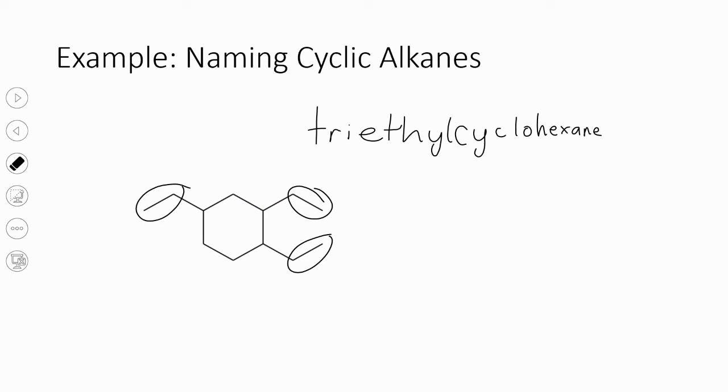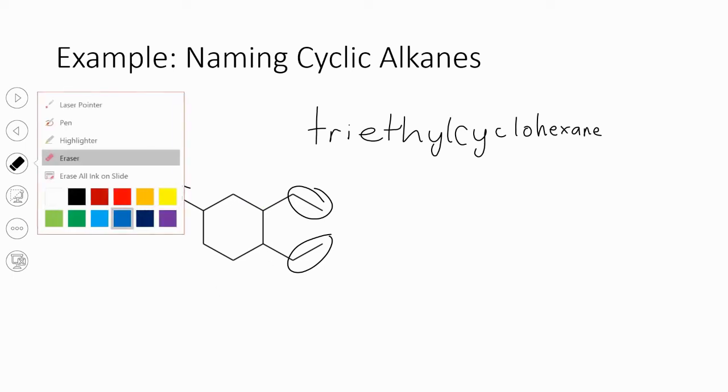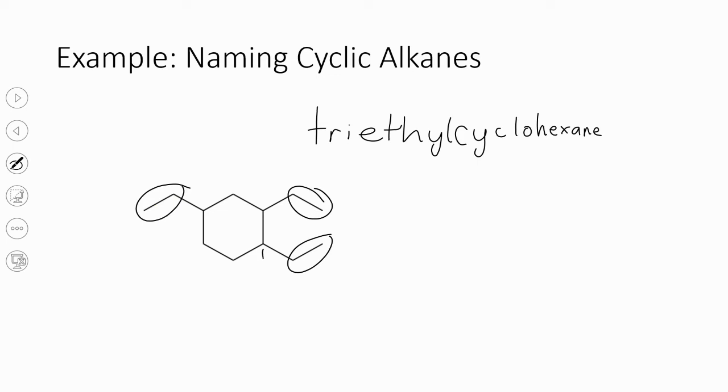So if we start at this one, 2, 3, 4. So then we have 2 ethyl groups. 1, 2, 3, and then this one's 4. So that reduced our number for our substituents. So we would have 1, comma, 2, comma, 4, dash, triethyl cyclohexane.